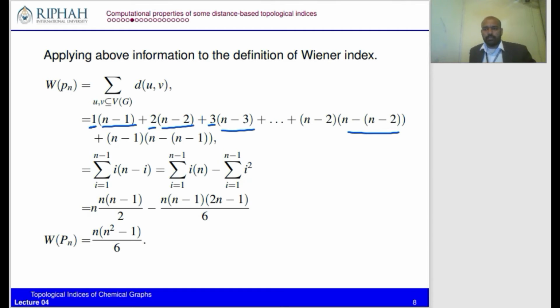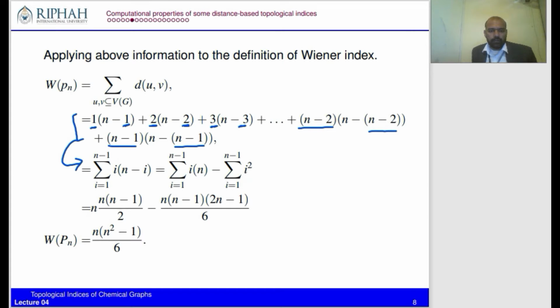Here we just put this in the definition of the Wiener index, and we summarize this in a series way. You can see that here is 1, here is 1, here is 2, here is 2 again, 3, 3, n minus 2, here is n minus 2, and here is n minus 1, here is n minus 1. So we can summarize this into a series: summation i from 1 to n minus 1, i into n minus i.